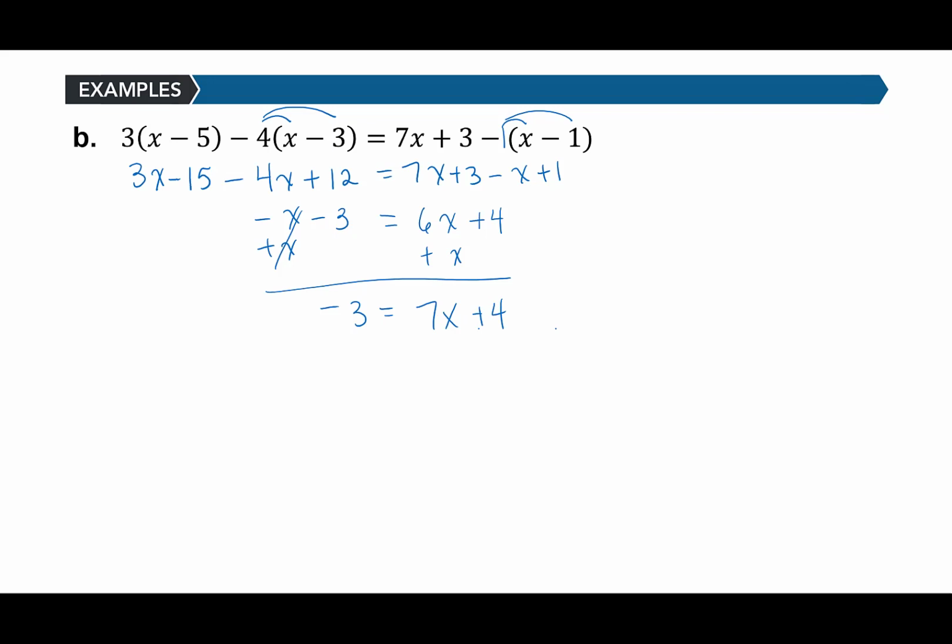Now I need to move the 4 to the left, and I can do that by subtracting 4 from each side. This gives me negative 7 equals 7x. And so to solve for x, I need to divide by its coefficient of 7. Negative 7 divided by 7 is negative 1 equals x. And again, I could plug the negative 1 in to check that I have my solution correct. But the solution set then is a set containing negative 1.